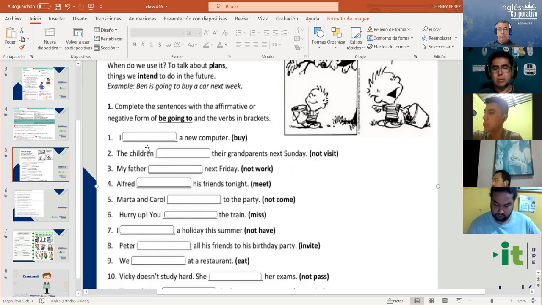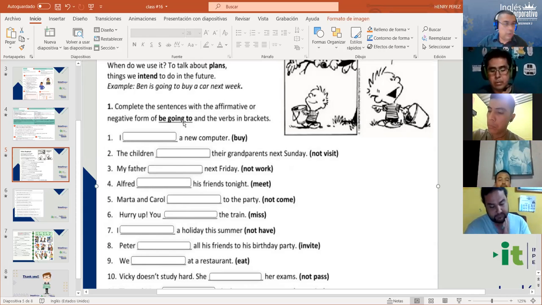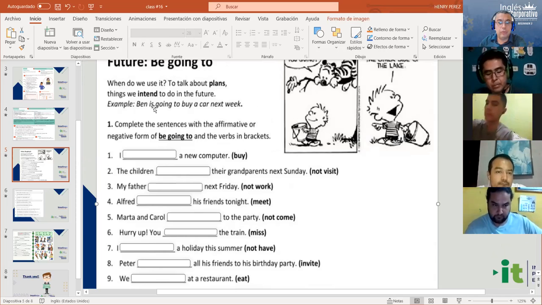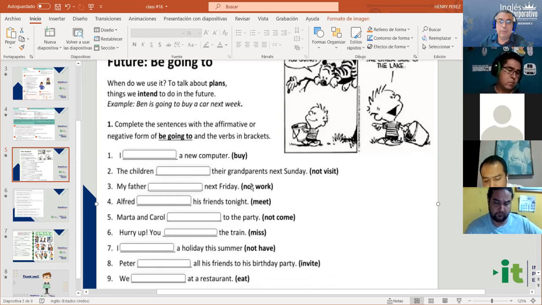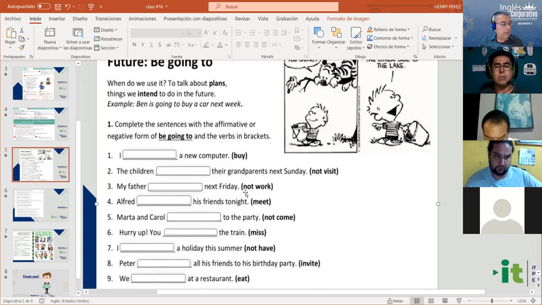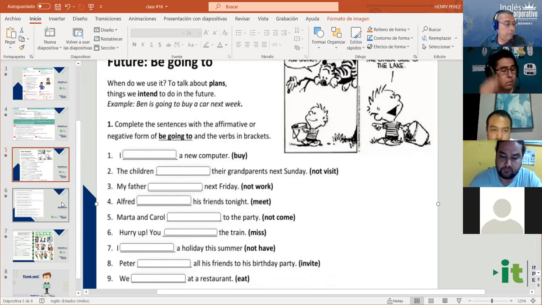Number two. Children, plural de niños. The children are, very good, are not going to visit their grandparent. Okay. All right. Remember, we're using going to. And the verb to be. Be plus going to, verb to be plus going to. Y si es negativo, nomás le ponemos lo negativo. Not. That's it. All right, I will check the rest. Voy a revisar los demás. We're doing this first, and now we're going to part two. Part two.